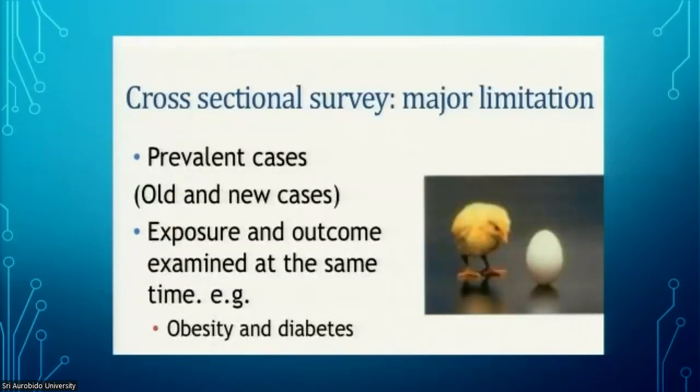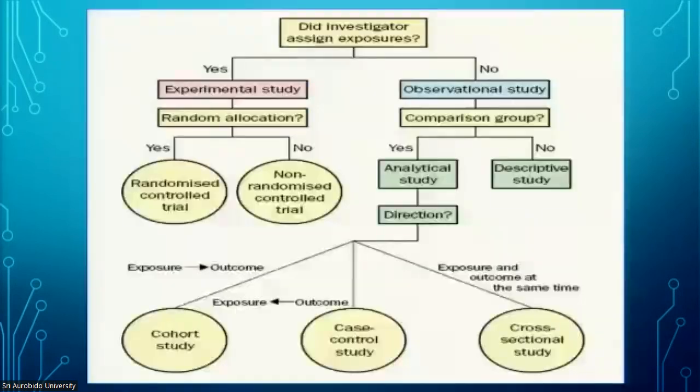So again, जो हम बचपन से सुन रहे, it is chicken or egg story in the cross-sectional survey, which is the major limitation. Has smoking led to hypertension? Was hypertension started first or smoking started first? ये हमको कभी इसमें पता नहीं चलेगा. Only the old and new prevalent cases, exposure and outcome examined at the same time. Example, obesity or diabetes. अब हमें ये नहीं पता कि obesity पहले हुआ या diabetes पहले हुआ. Cross sectional surveys has this major limitation.